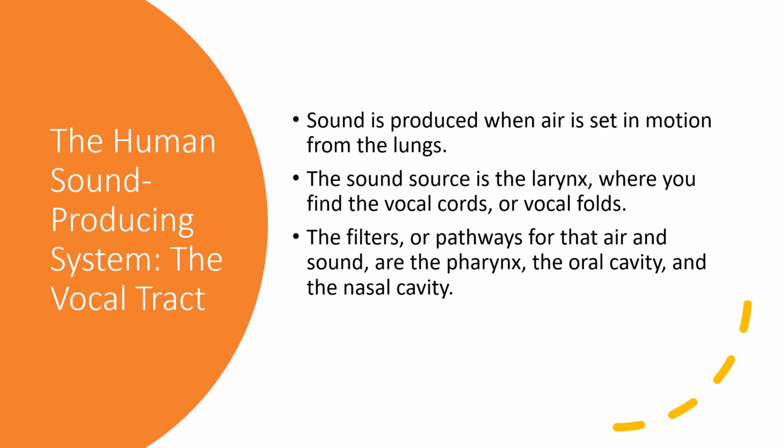Okay, so let's talk a little bit about the vocal tract, how we produce sounds. All sound in the human vocal tract begins when we set air in motion from the lungs. We force that air from our lungs through our vocal tract. The sound source is the larynx, where you find the vocal cords or vocal folds. The filters or pathways for that air and sound are then the pharynx, which is the space between your vocal folds and your mouth, the oral cavity, which is your mouth, and the nasal cavity, which of course is air that passes through your nose.